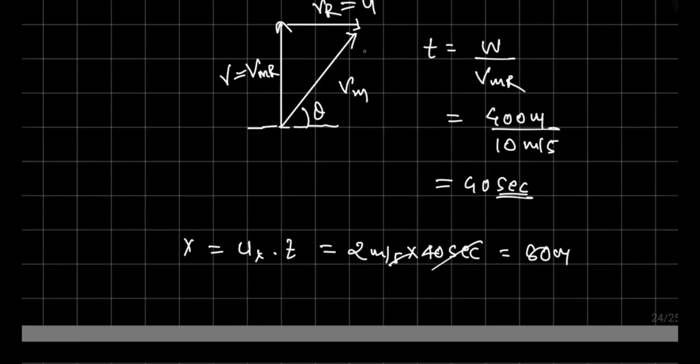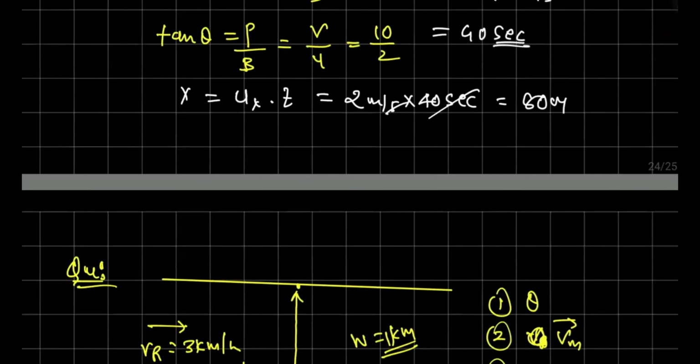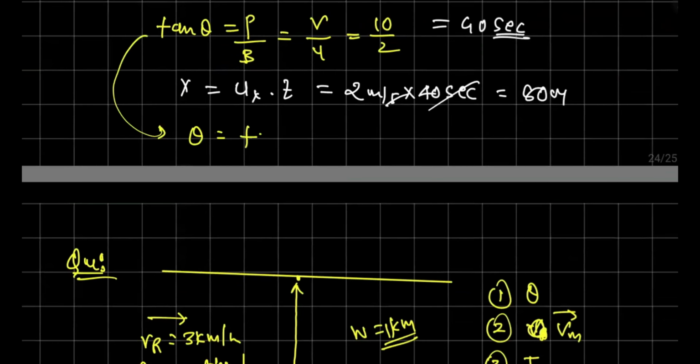So this is your theta. Make this triangle complete. This is your perpendicular, and this is your base. So I can say tan theta is equal to perpendicular upon base. What is the value of the base? That is the u. And what is the perpendicular? That is your v. So I can say it is v by u, which means 10 by 2. So from here you can say theta is equal to tan inverse of 5.